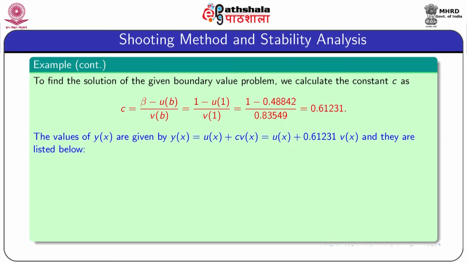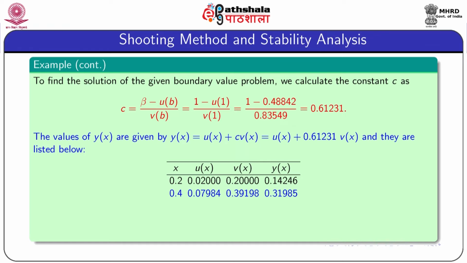So, using this value, the values of y at different values of x are given by y(x) equal to u(x) plus C times v(x), which is equal to u(x) plus 0.61231 times v(x). The values of y for different values of x are given in the following table. The first row represents the values of x, that is 0.2, the value of u is 0.02, the value of v is 0.20, and using the above formula, the value of y is calculated as 0.14246. Similarly, these are the values of x, u, v and y.